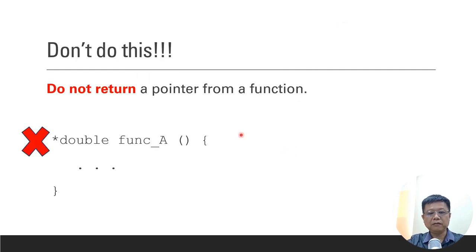There are a few things that you have to take note of. One is pointer return. We do not have to return a pointer from the functions. Don't write this: asterisk and then the return data type. This is wrong. You don't need to return because the pointer itself can be updated from the main program. So what is the point of returning it, isn't it?